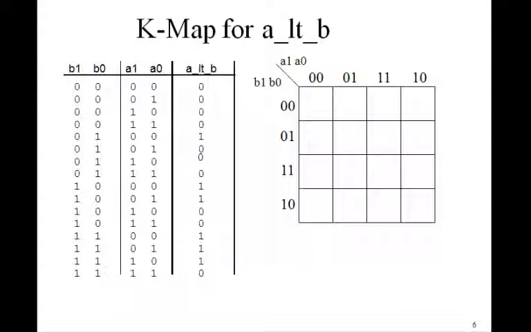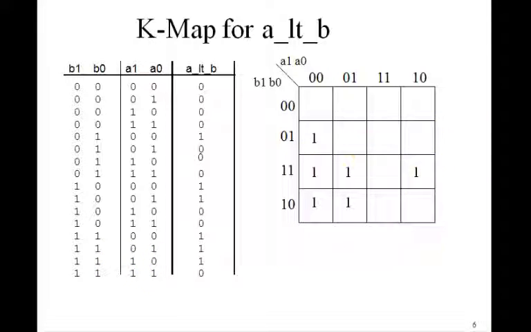Let's look at the Karnaugh map for A less than B. Let's fill these in. 0, 1, 0, 0. Here we have a 1, 0, 0, 0. We have a 1, 0, 0, 1. 1, 1, 0, 1. And 1, 1, 1, 0.